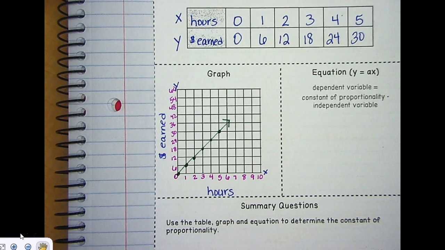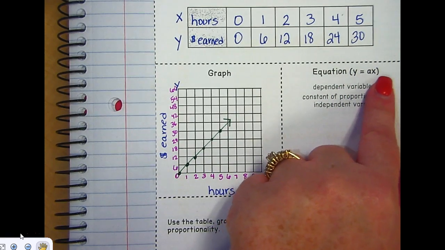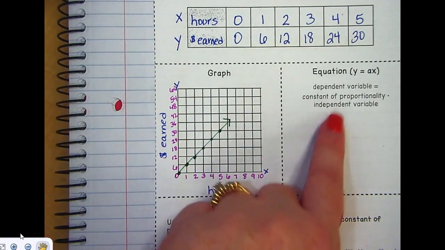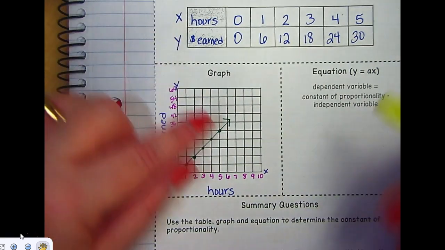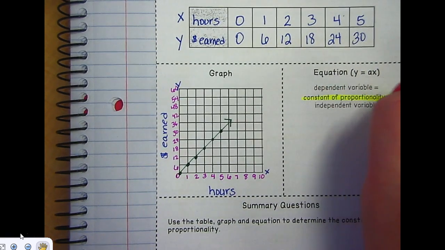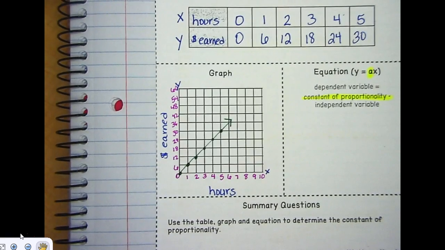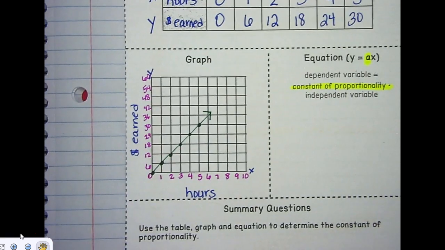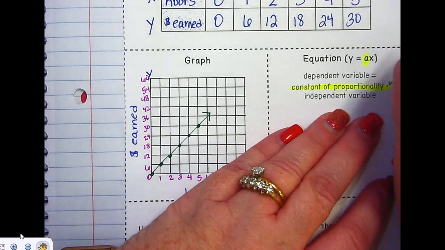So that equation, here's what's important to know about an equation. It's always going to look like y equals a times x. Well, we see our y. Here's our y. Our y always equals a times the x. So the a is our constant of proportionality, or our unit rate. Use a highlighter. The a in that equation is always the constant of proportionality, which we said is the same thing as the unit rate.